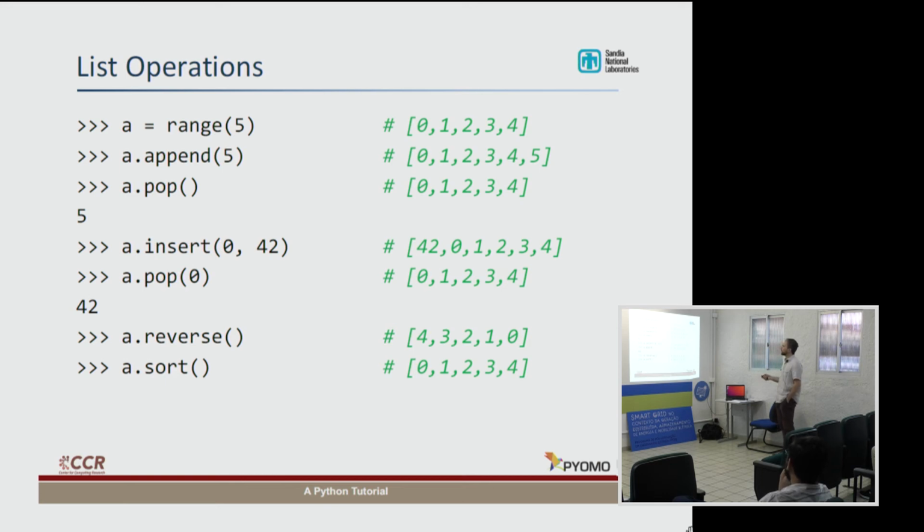So range is the same as in MATLAB. Let's say that we have a range from 0 to 4. Be careful, the 5 is not here at the end. You can add a value to the list. So we are adding a 5 to the first list. We can insert at index 0 the number 42. We can reverse and we can sort.